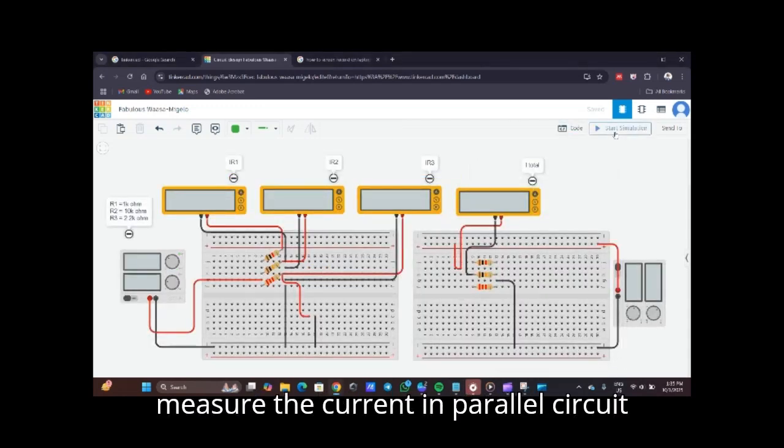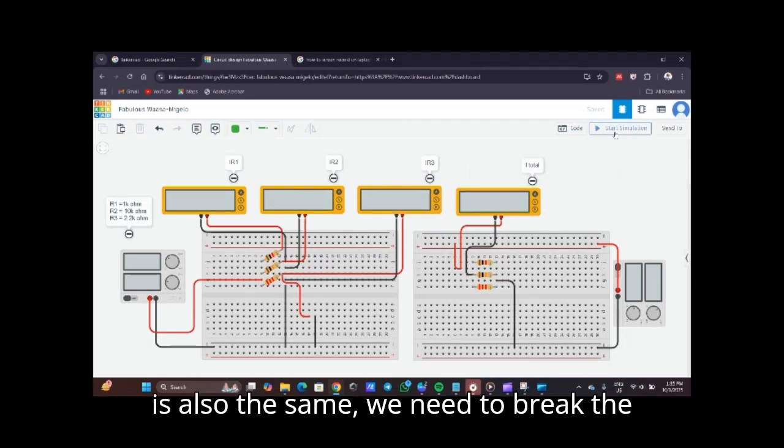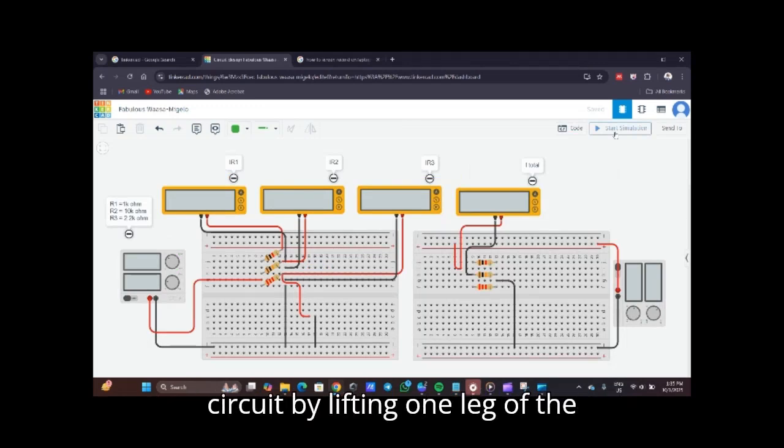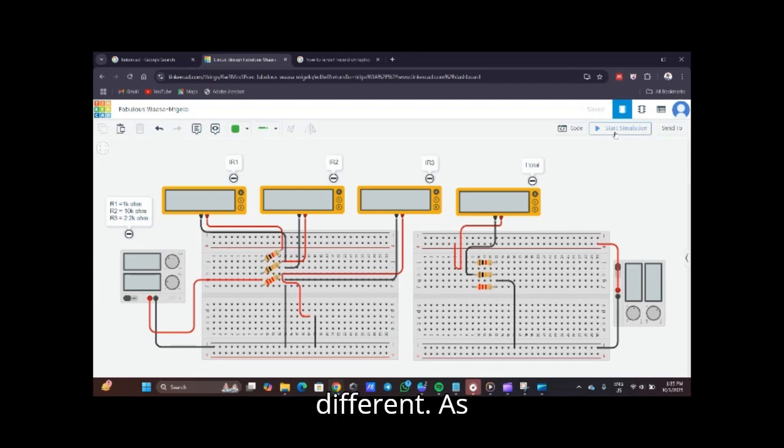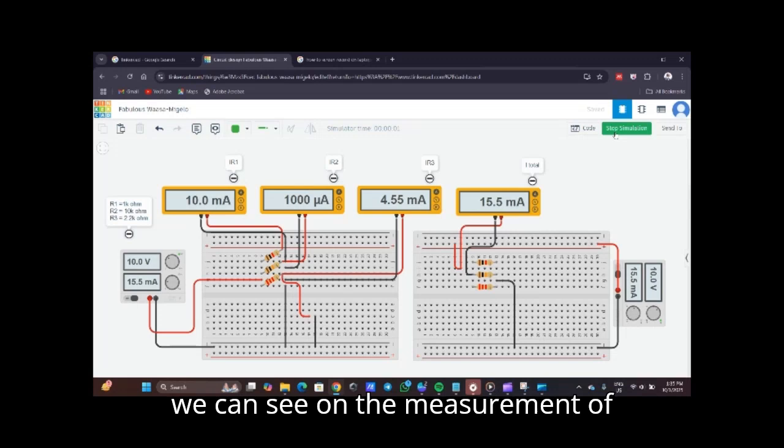To measure the current in a parallel circuit is also the same. We need to break the circuit by lifting one leg of the resistor, but for a parallel circuit, the current across each resistor is different, as we can see on the measurement of the ammeter.